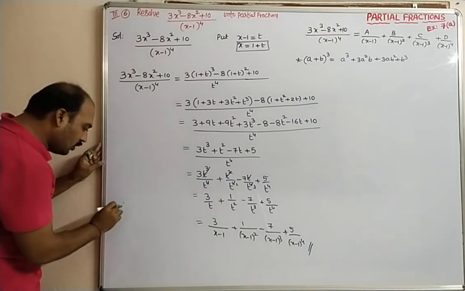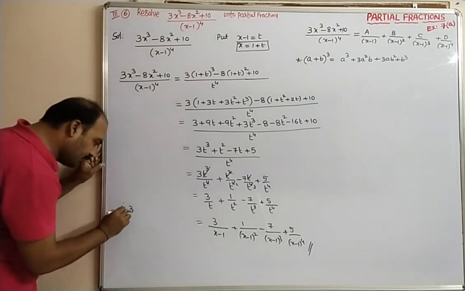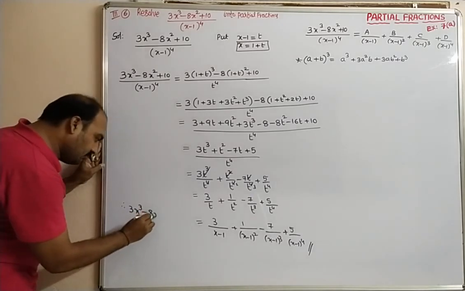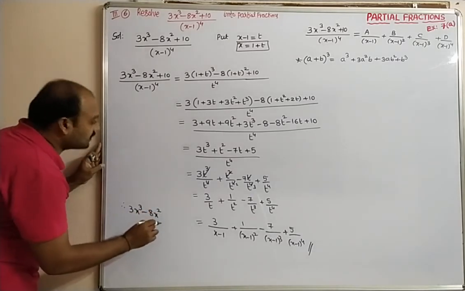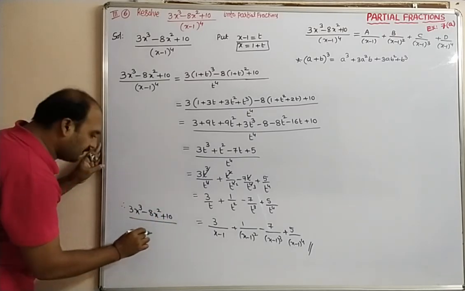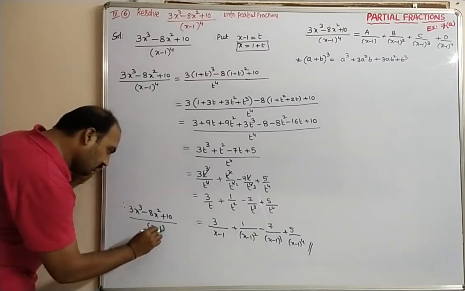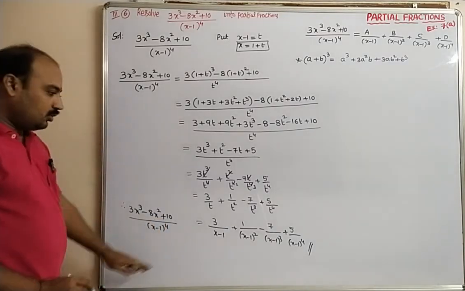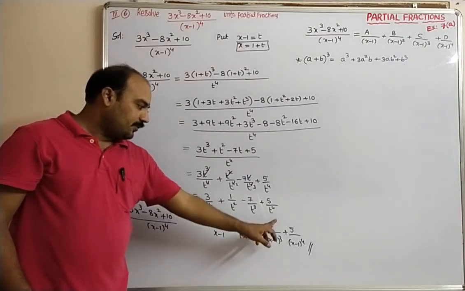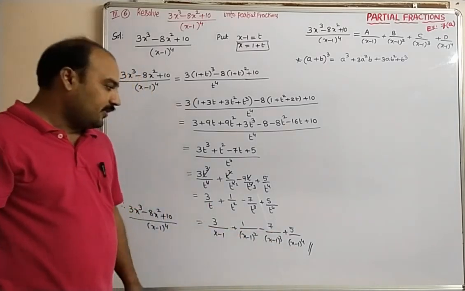So, the conclusion step: 3x cube minus 8x square plus 10 divided by x minus 1 whole power 4 is equal to 3 by x minus 1 plus 1 by x minus 1 whole square minus 7 by x minus 1 whole cube plus 5 by x minus 1 whole power 4.